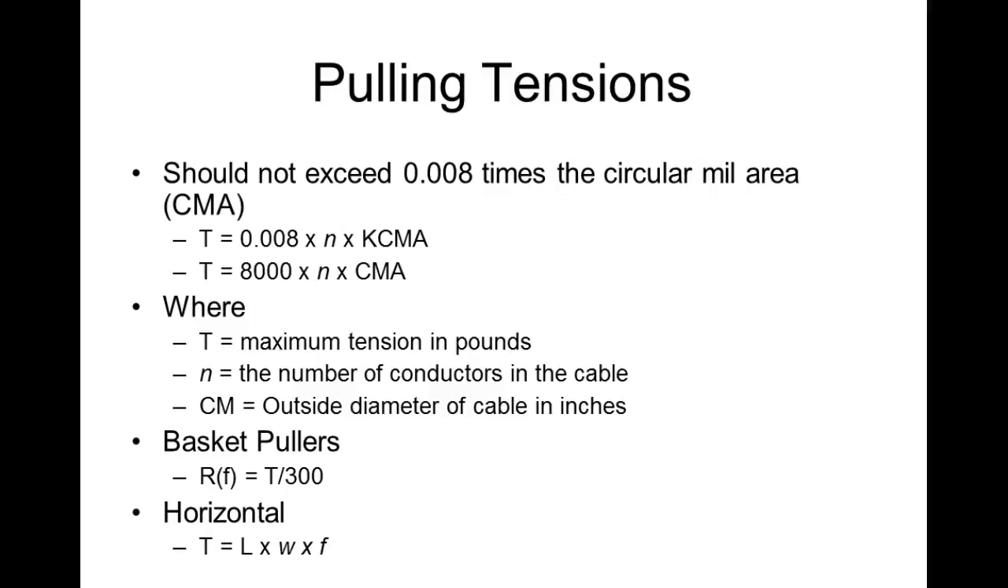Now if you were given the wire gauge, then you're going to have to look that up and calculate the kcmil, right? How do you calculate kcmil? You just square the wire diameter in mils and divide by 1,000.